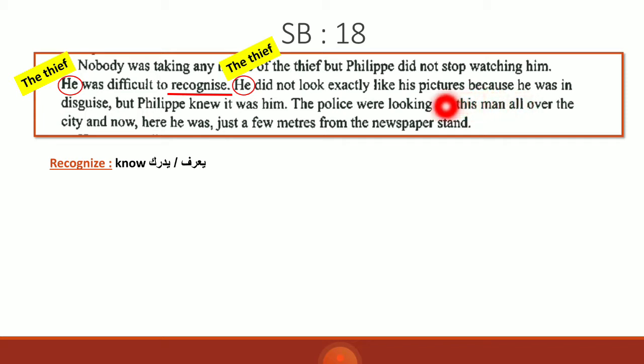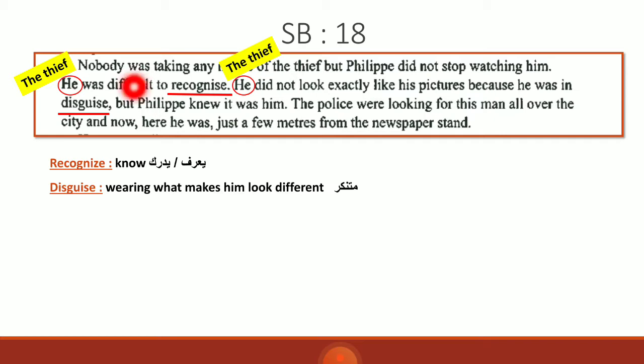Why? Why did he look different from his pictures? Because he was in disguise. Now disguise means to wear something in order to look different. So again, the thief did not look exactly like his pictures, and he was difficult to recognize because he was in disguise.